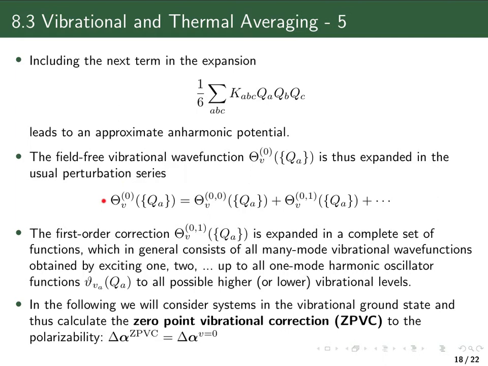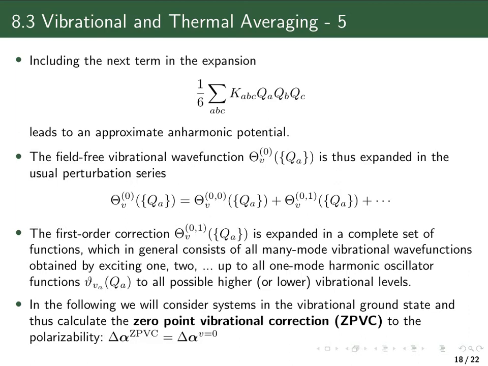The field-free vibrational wave function is then expanded in the usual expansion of perturbation theory. We have the unperturbed wave function, that is the harmonic oscillator wave function as we had on the slide before, and then we get a first order correction. The double index up here and here tries to indicate that in a way we're dealing with double perturbation theory, because these are the vibrational wave functions which are not perturbed by the electric field.